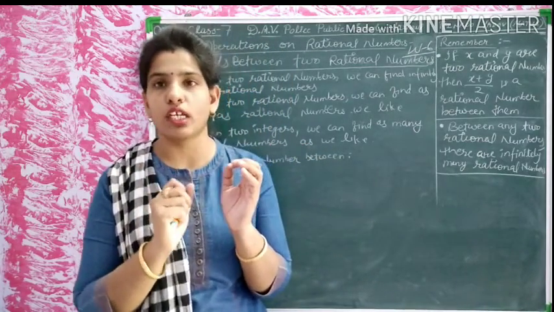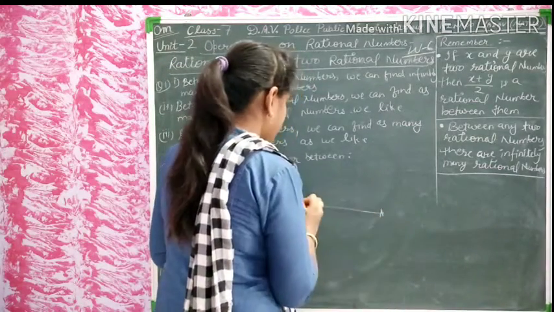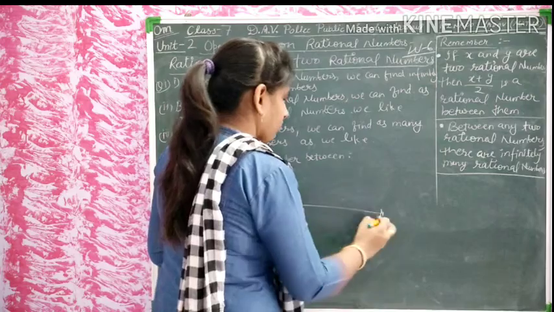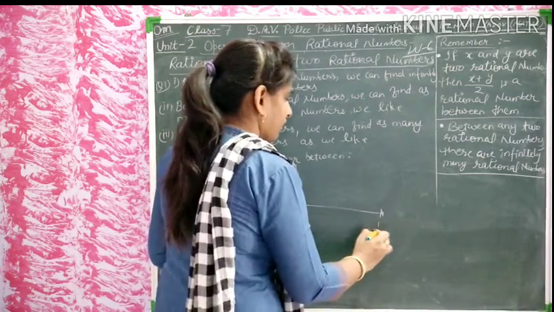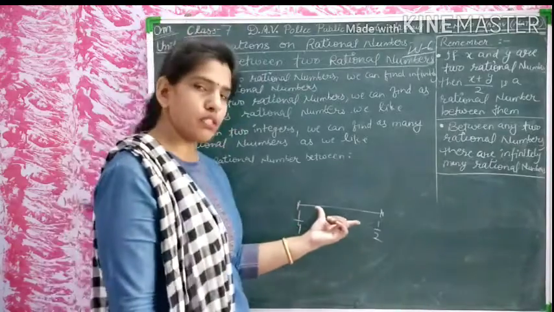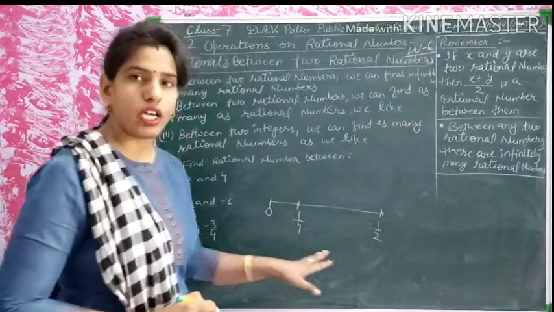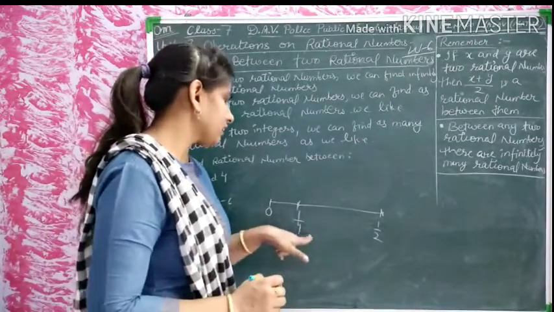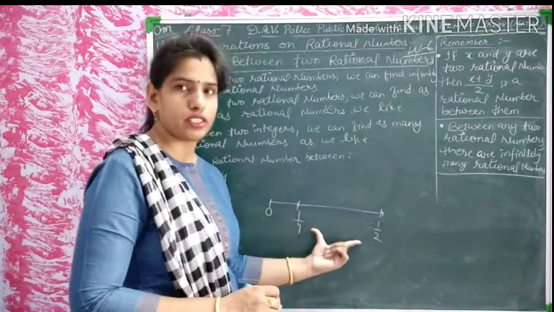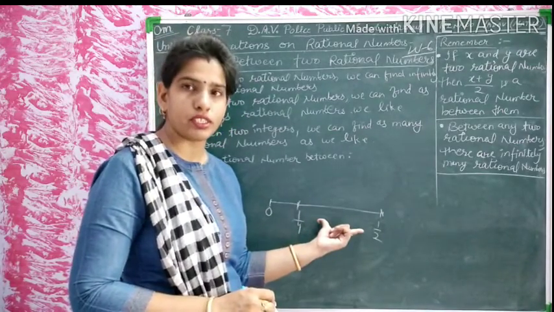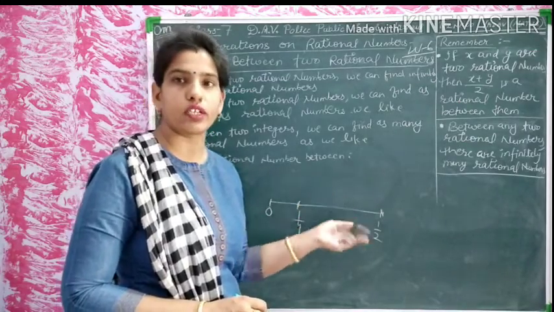How many rational numbers can we find there? This is 1 by 4 and this is 1 by 2, and this is the number line here, and there is the number 0 here. We have to find here the rational numbers between these two rational numbers. There are two rational numbers. Find out how many rational numbers we can find there.